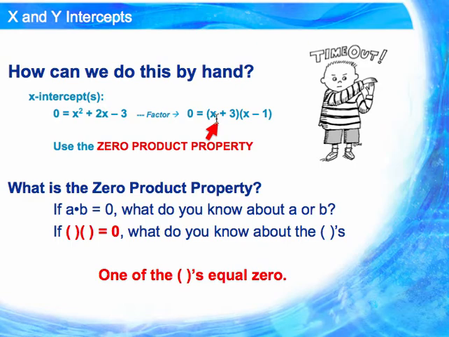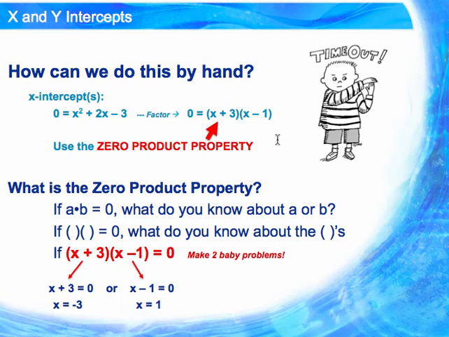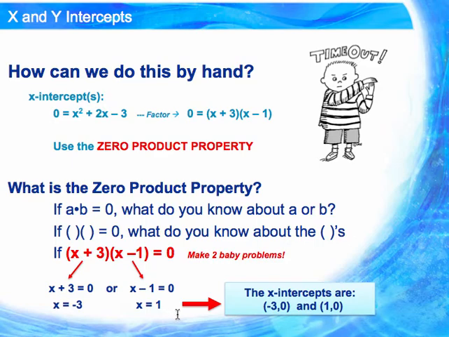So after you factor this expression of the quadratic equation, you have to then realize that one of these parentheses has to equal 0. So what you have to do then is make up 2 baby problems. Okay? One baby problem is going to be x plus 3 equals 0 from the first parenthesis, and the other baby problem will be x minus 1 equals 0 for the other one. And when you solve those two equations separately, you'll have x equals negative 3 and x equals positive 1. Those two solutions then become your x-intercepts for the quadratic equation.